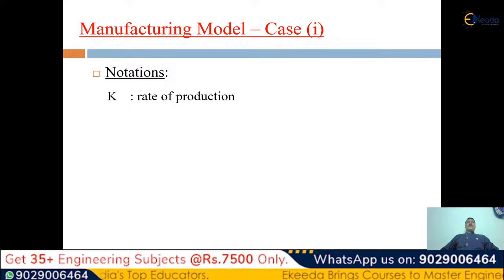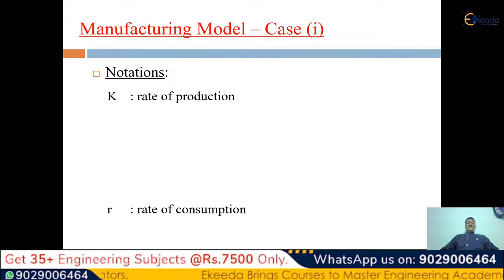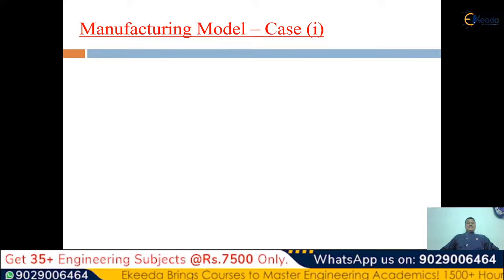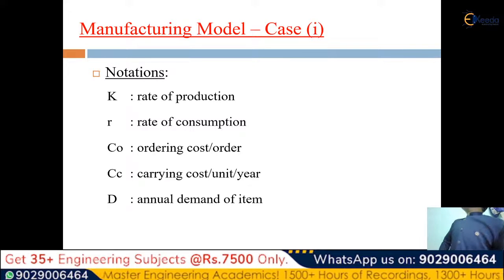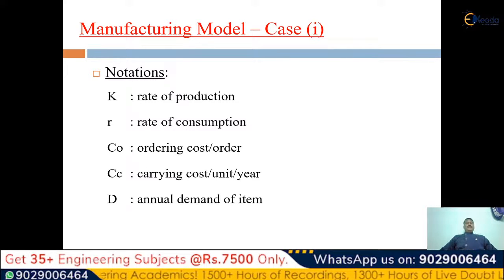Based upon which, if we want to find out the formulas, then these are the different notations utilized in case 1 of manufacturing models: K, R, CO, CC, and D. The rate of production is K, the rate of consumption is R, the ordering cost per order is CO, and the carrying cost per unit per year is CC. Along with which we have the annual demand of the item, which is D. Utilizing these notations, we can find out the quantities required for inventory during our manufacturing model.